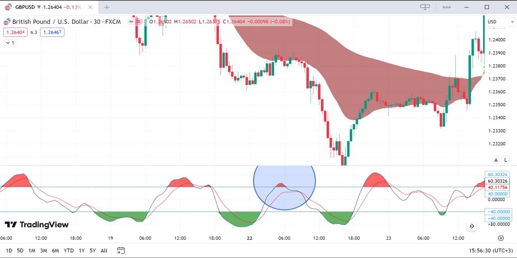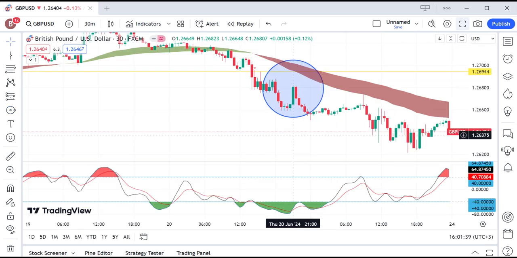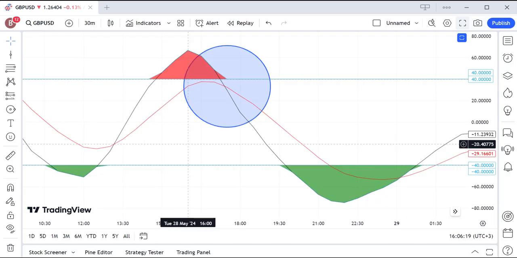Note that the pullback must make contact with the cloud of the EMA Trend Cloud indicator. If it does not, as in this chart here, do not take a trade. Also, if the pullback penetrates right through the cloud as in this chart here, abandon the trade. The second thing you check for is this bearish crossover of the main and the signal line in the SMI indicator. This crossover must happen below the 40 mark, and if it is above, do not take that trade.